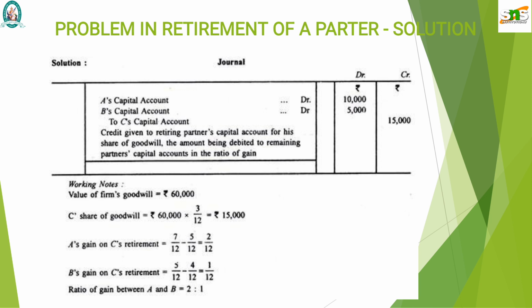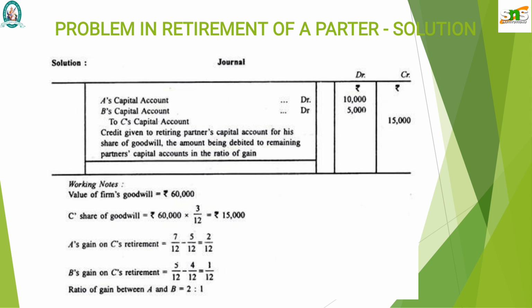For that we have to apply the formula to find out the gaining ratio. The formula is new ratio minus old ratio. Gaining ratio is equal to new ratio minus old ratio. What is the new ratio of the remaining partners? 7:5. That is 7 by 12 for A and 5 by 12 for B. So here 7 by 12 is the new ratio of A minus the old ratio 5 by 12. So 2 by 12 is A's gain on C's retirement.